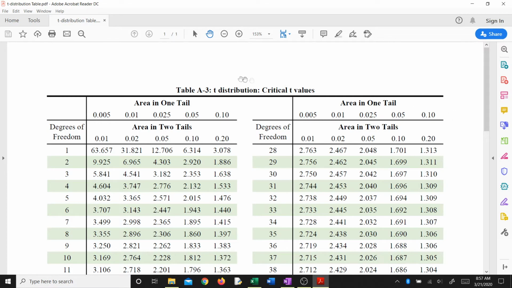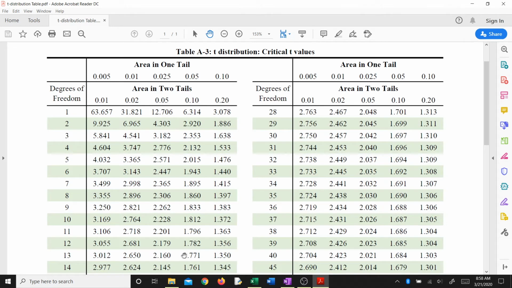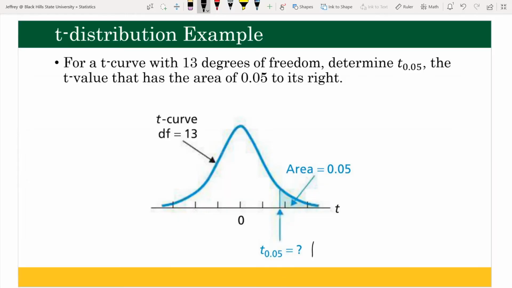So in this table, we have the area in one tail, and in this case, the area was 0.05. So we're going to be looking at the fourth column here. And we keep going down until we find the degrees of freedom being 13. So the answer in this case is 1.771.